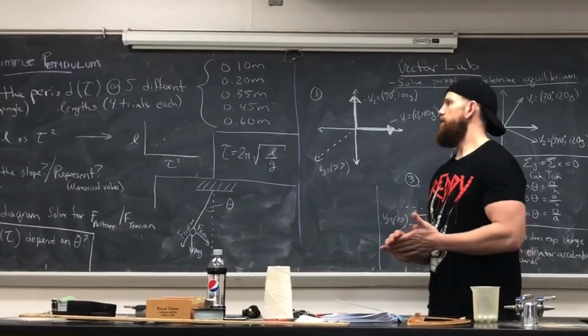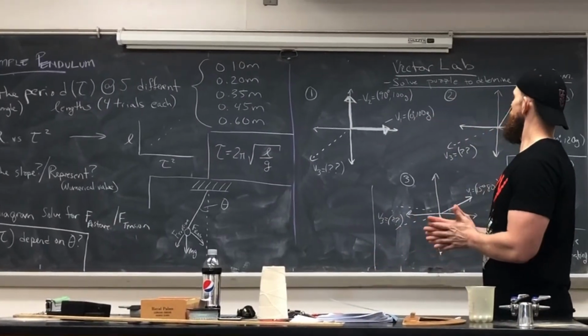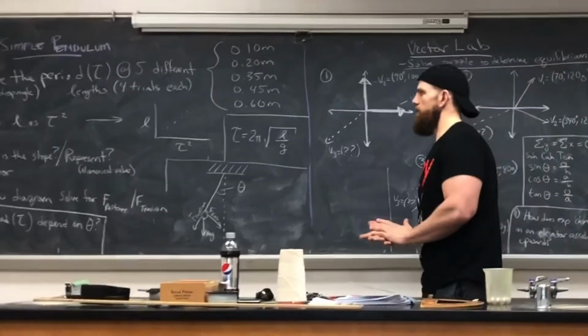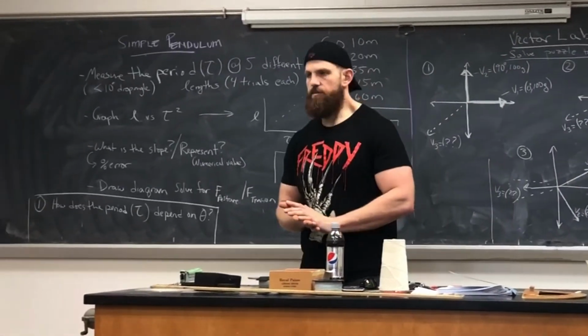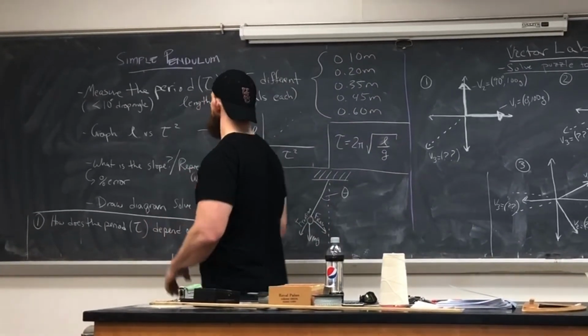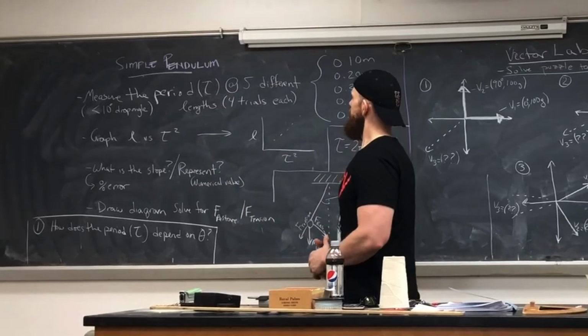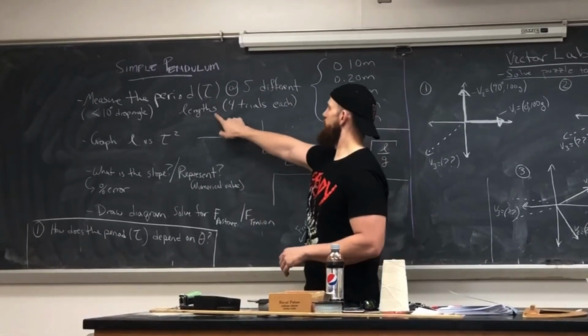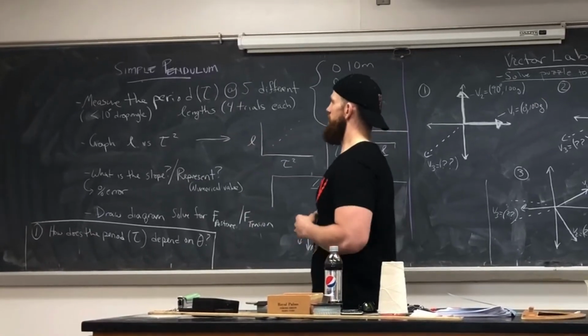Alright, so today's lab we're going to do the simple pendulum and vector lab, where we're going to do addition of vectors to calculate equilibrium in the systems. So for the simple pendulum lab, we're going to measure the period, which I call tau, at 5 different heights, and 5 different lengths I should say, and you're going to do 4 trials at each length.